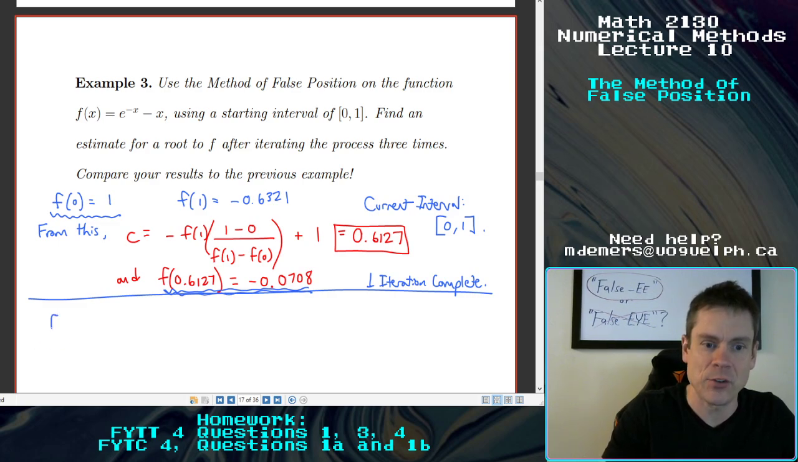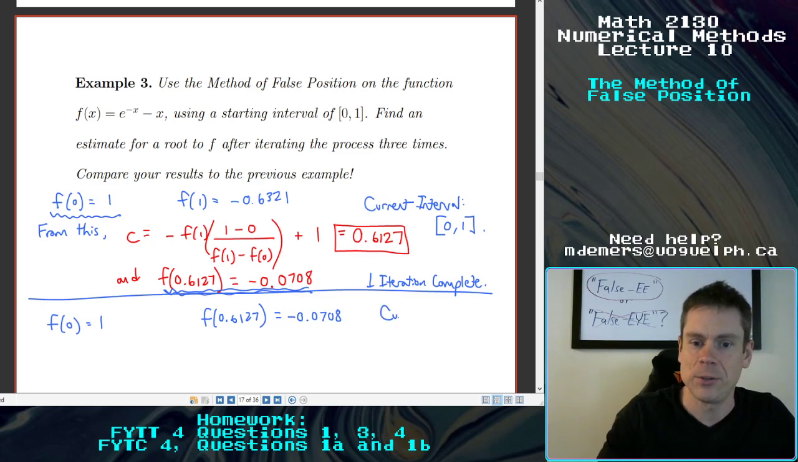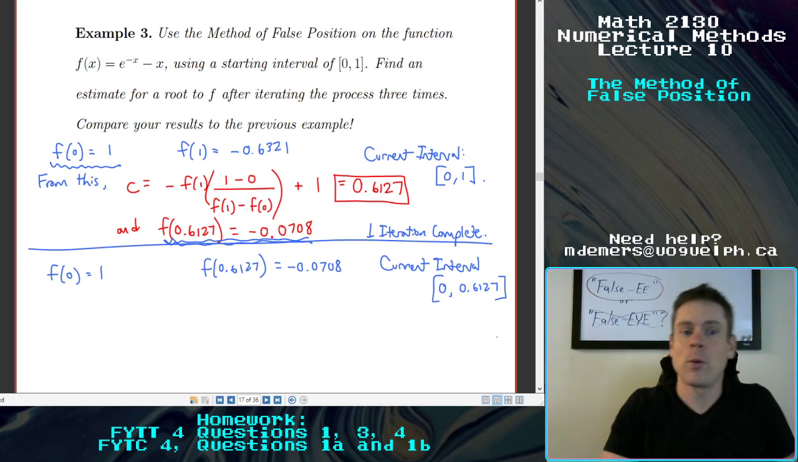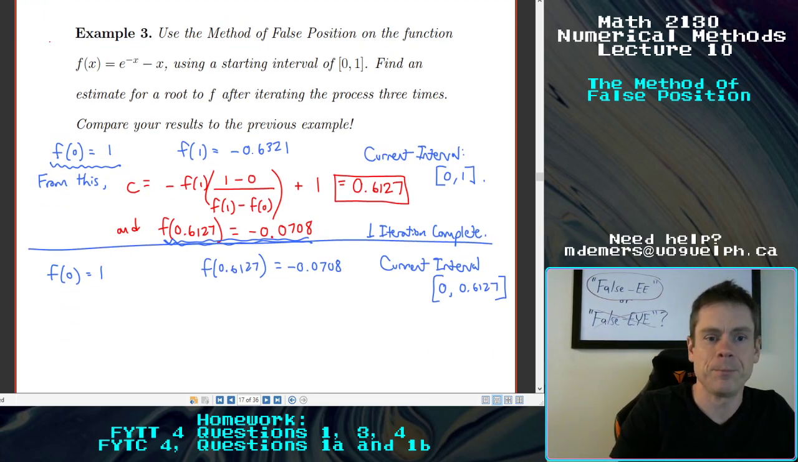And I'm just going to redraw what we've got here. We know that f of 0 is 1. We know that f of 0.6127 is negative 0.0708. And our current interval is 0 to 0.6127. And our job is to find a new interval.